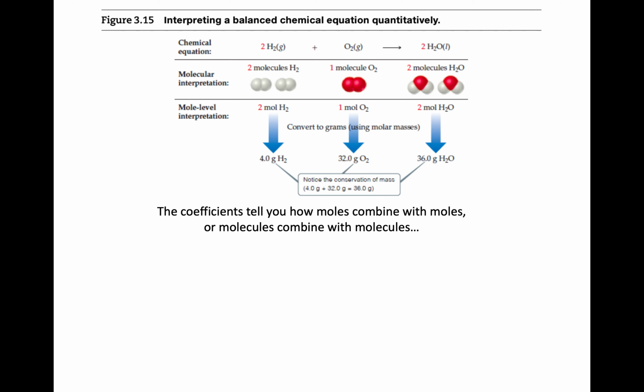The coefficients within the balanced chemical reaction are telling you how the moles combine with moles, or how the molecules combine with molecules. They're not telling you how grams combine with grams. We need to convert from grams to get into moles or number of molecules, because that's what our recipe is telling us.